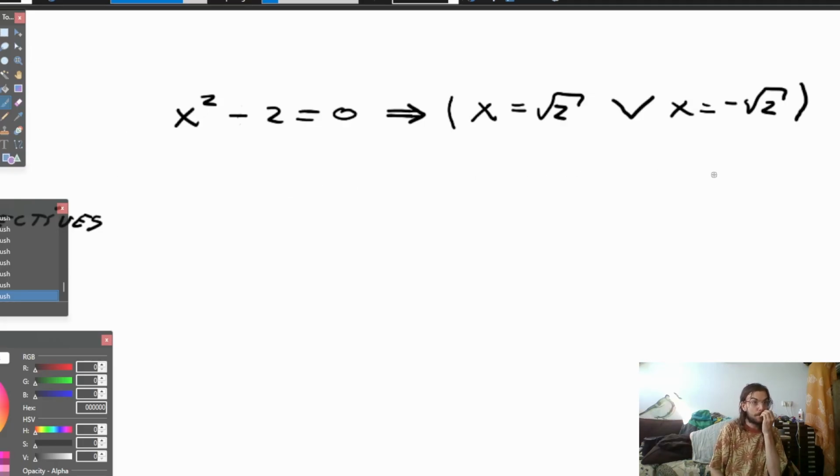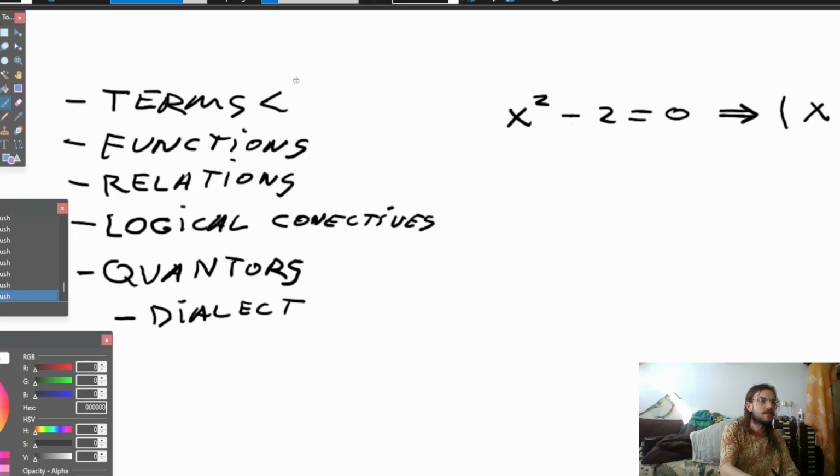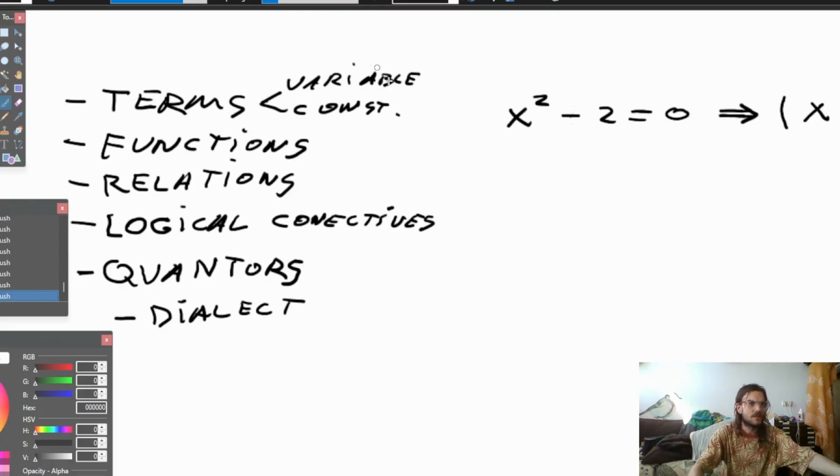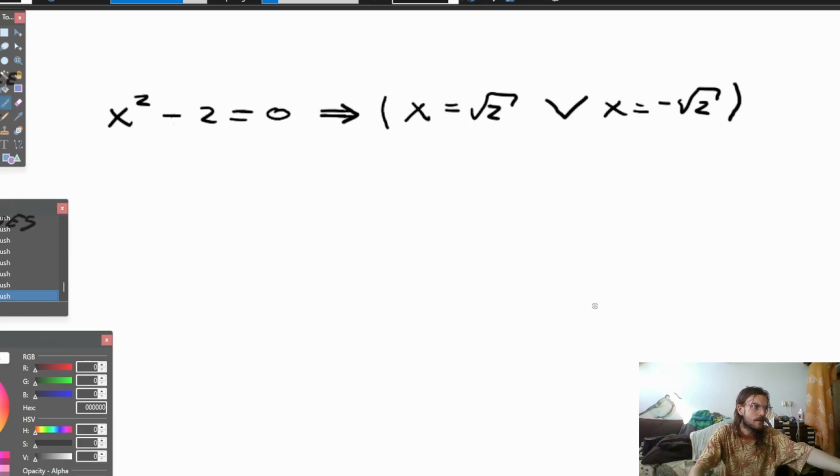We use two logical connectives here and here. We use, x here is a variable. We split up terms in variables and constants. A variable is undetermined, whereas a constant is determined. So 2 is a constant, x is a variable. Yeah, and I said it correctly, I think. But the distinction is not so important, trust me. Variables we will talk about more when we talk about quantors.